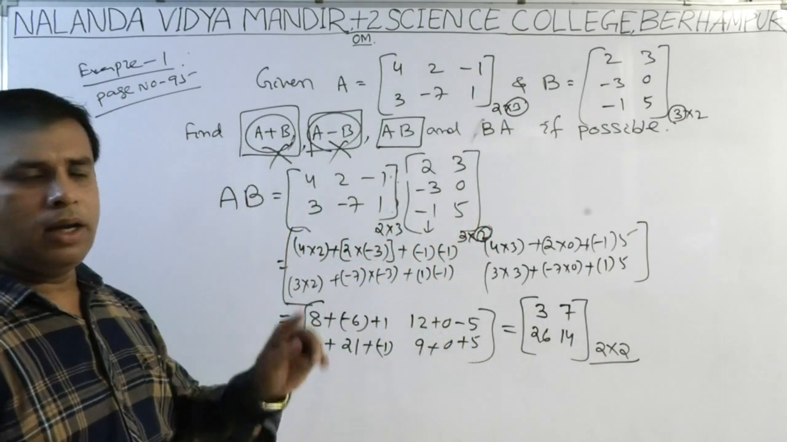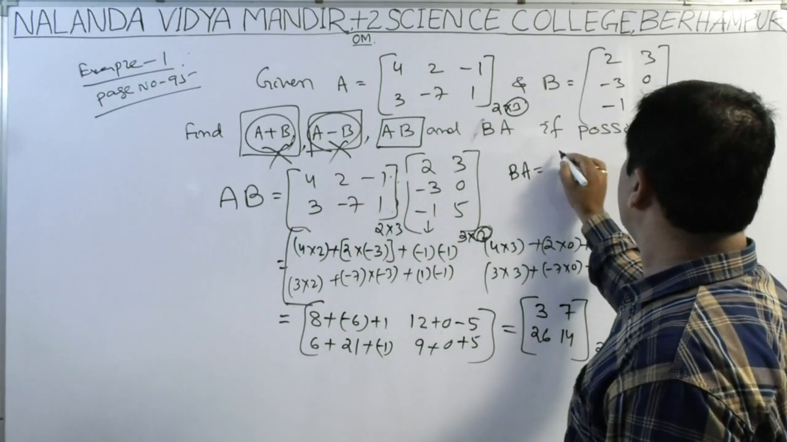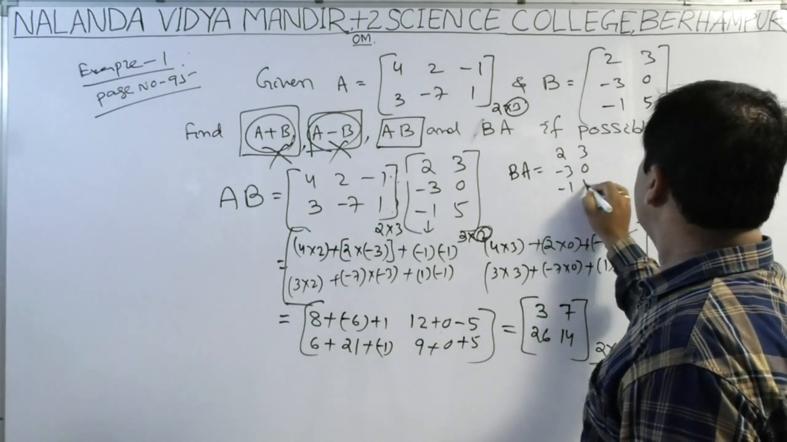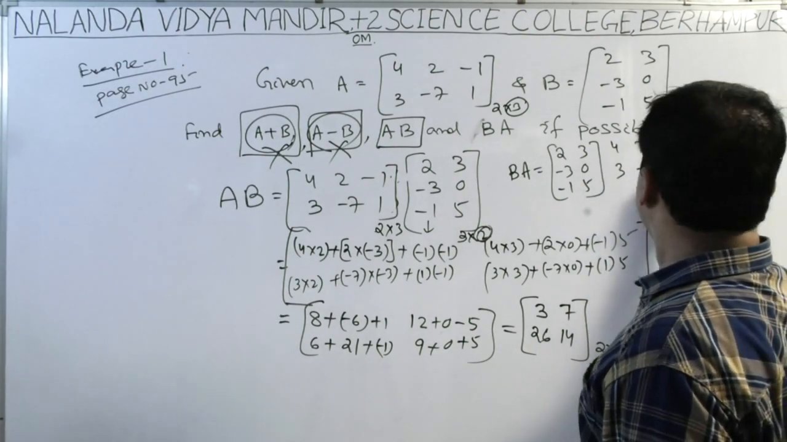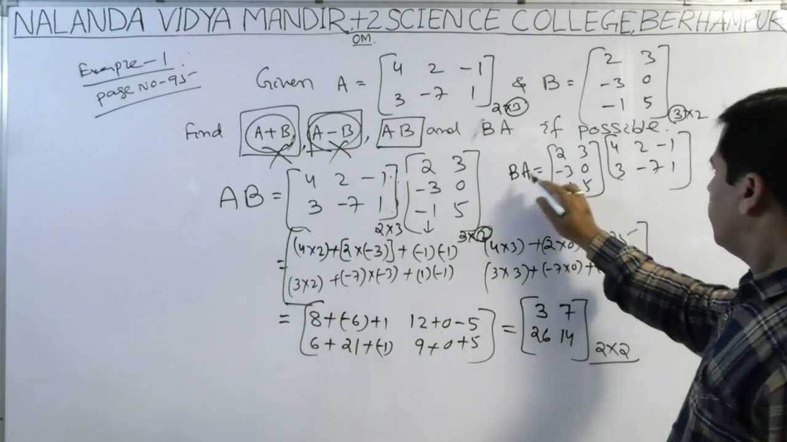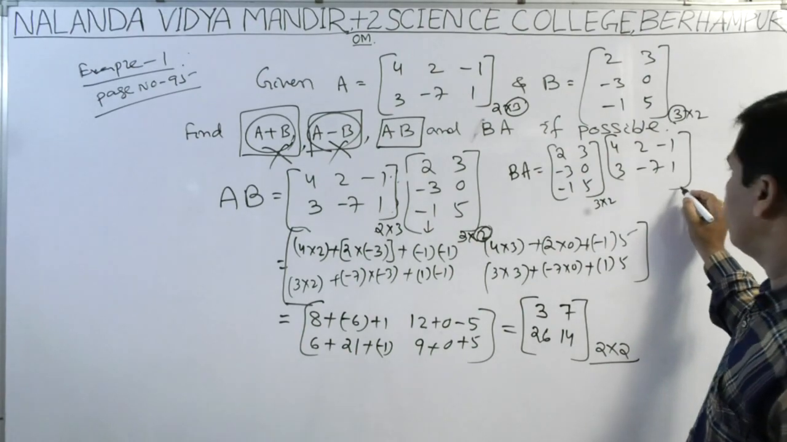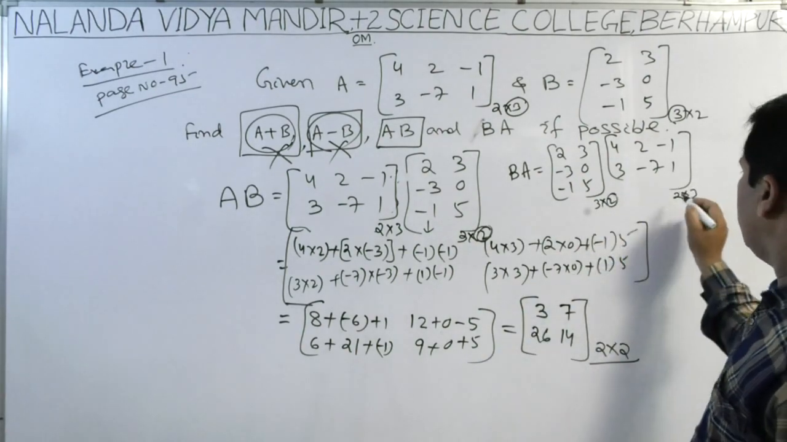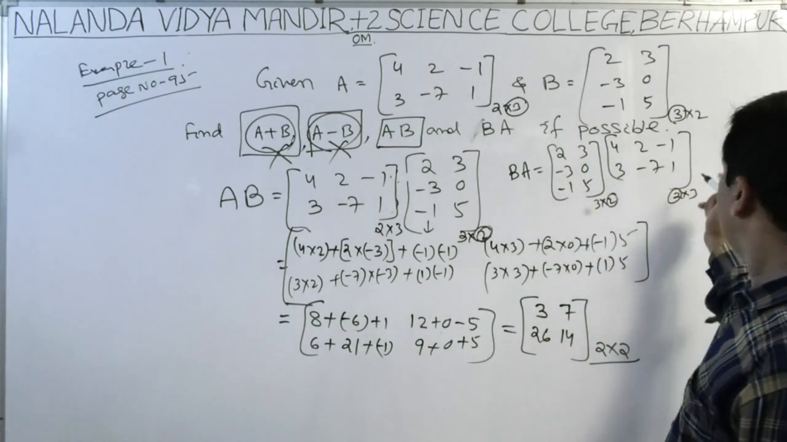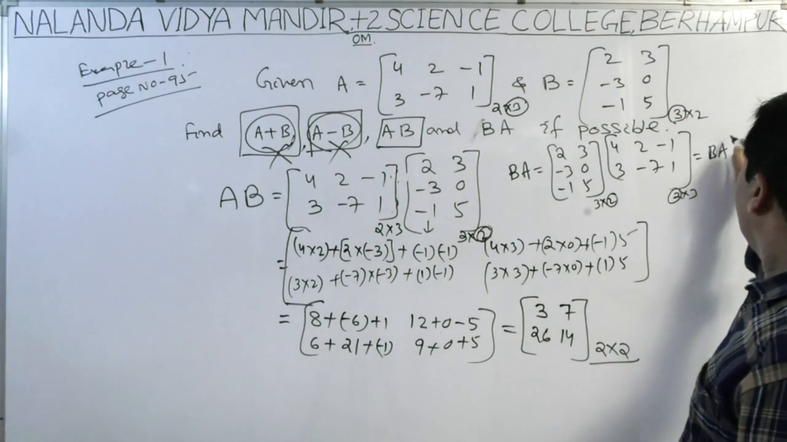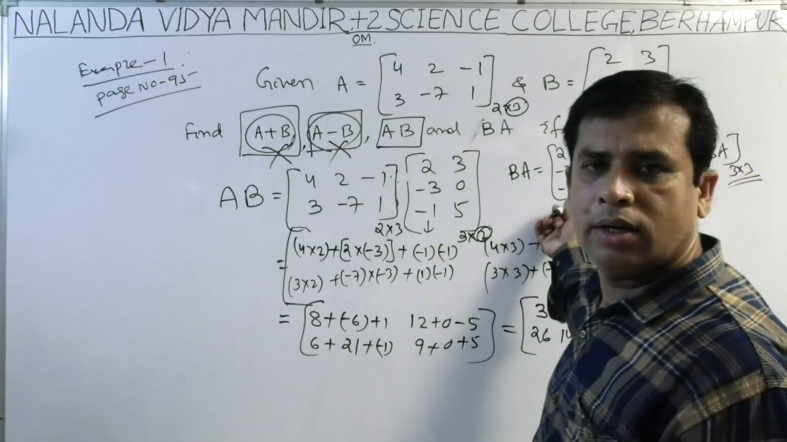Okay. In the same way, if possible, B into A, we can multiply B with A. Then B is 2, 3, minus 3, 0, minus 1, 5, and A is 4, 2, minus 1, 3, minus 7, 1. Now, matrix B is of order 3 cross 2 and the order of A is 2 cross 3. Therefore, the number of columns in B is equal to the number of rows in A. Therefore, we can multiply B with A. And the product BA is possible, and the order is 3 cross 3. Can you find BA? Okay.